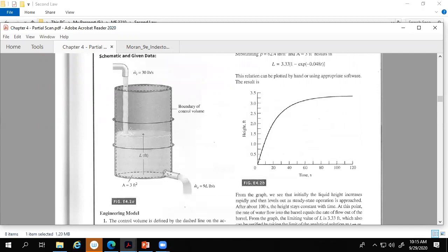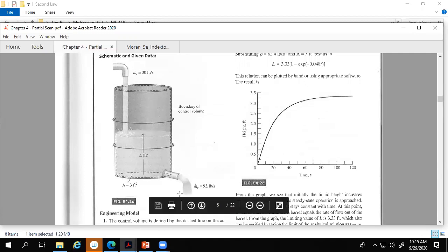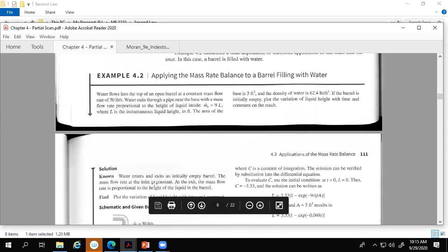It's not going to work. We're not going to be able to get it all the way to the top. The question is, how full can we get it before we hit a steady state condition where we're putting in 30 pounds a second and we're draining out 30 pounds a second, because it starts out empty. Okay. So let's see what he said.